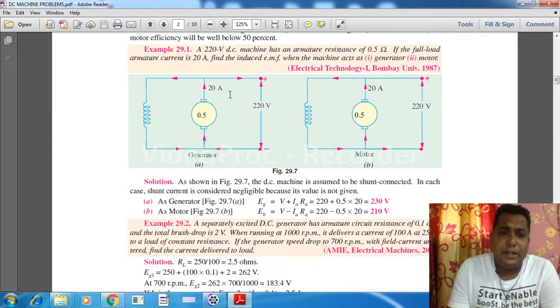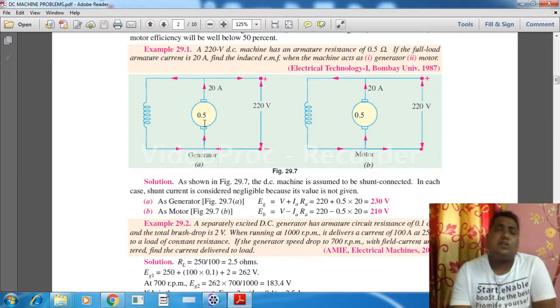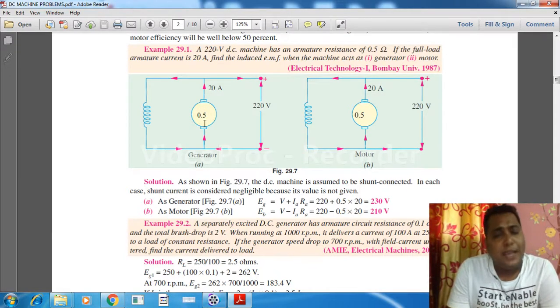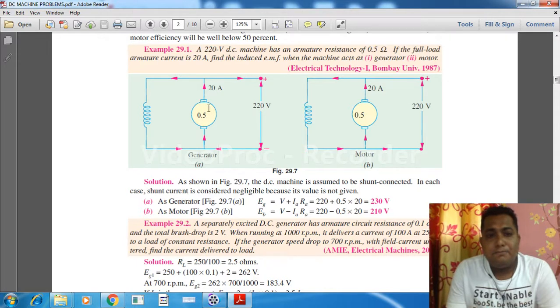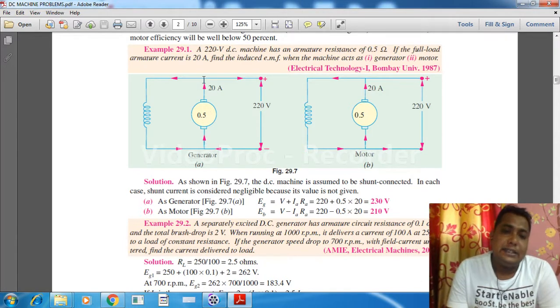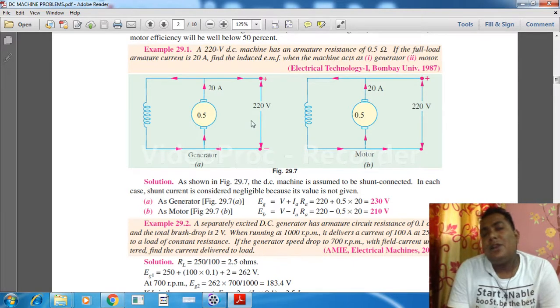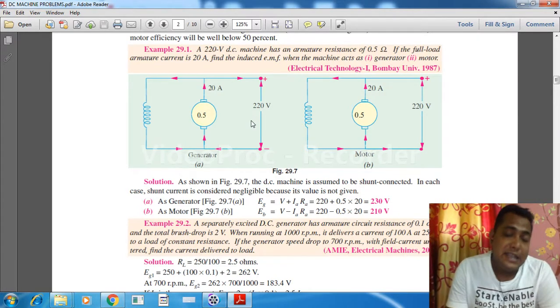See, follow my pointer. The armature resistance is told in the problem as 0.5 ohm, and the full load armature current is told as 20 ampere. Now the current direction actually is like this. It is the mechanical part of the machine, follow my pointer, and from there some current is coming to the terminal where any electrical load can be connected, as it is a generator.